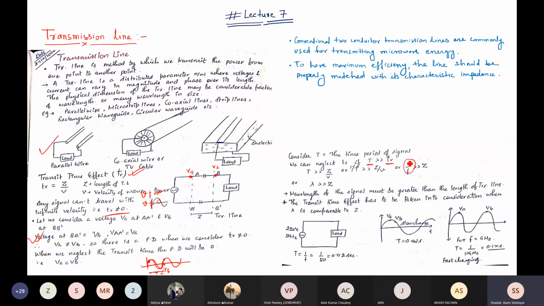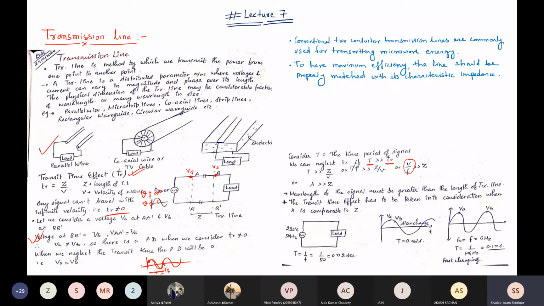V upon f, velocity upon frequency, is nothing but the wavelength. The wavelength should be greater than Z. So if the wavelength of the signal is greater than the length of the transmission line, we can say the transit time effect can be neglected. The transit time effect has to be taken into consideration when lambda is comparable to Z, or lambda is less than Z. That will be a major drawback for this transmission line, to carry the wave.